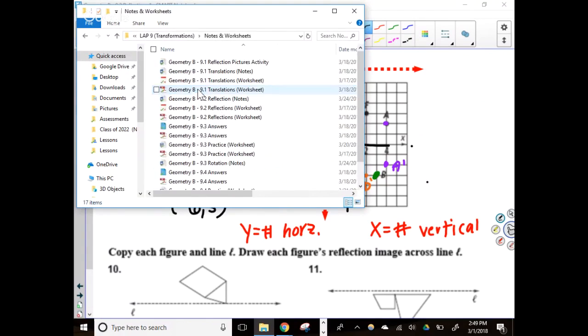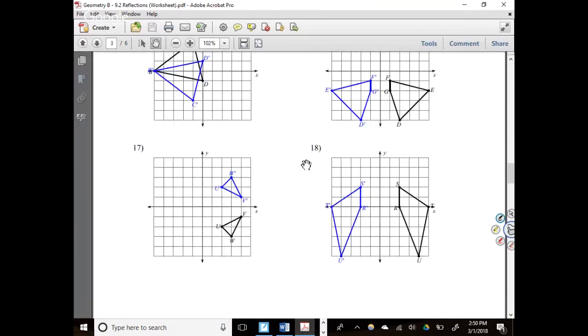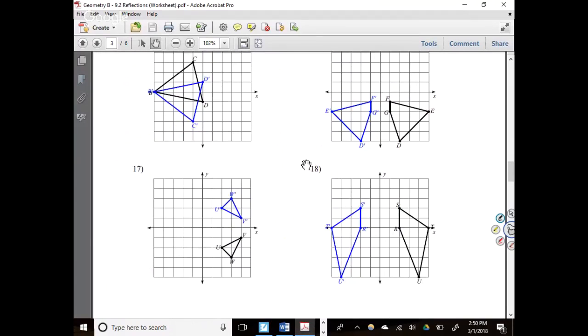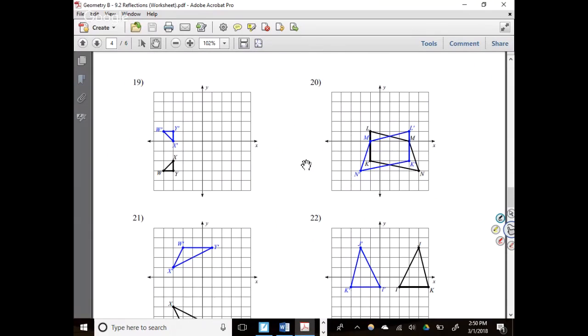Okay, ladies, will you put out your homeworks for me? Okay, ladies, will you go to number 19 on your homework for me, please? Yes.